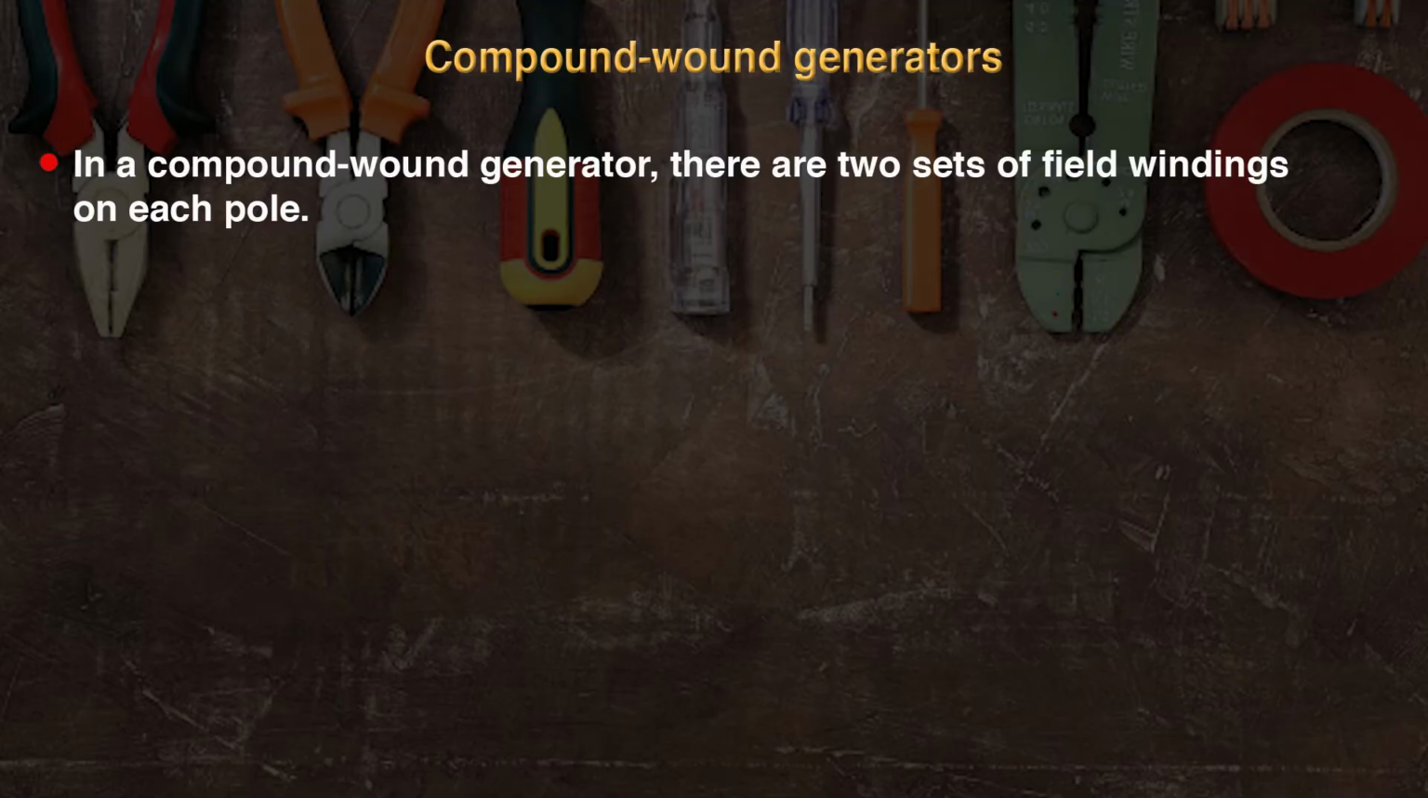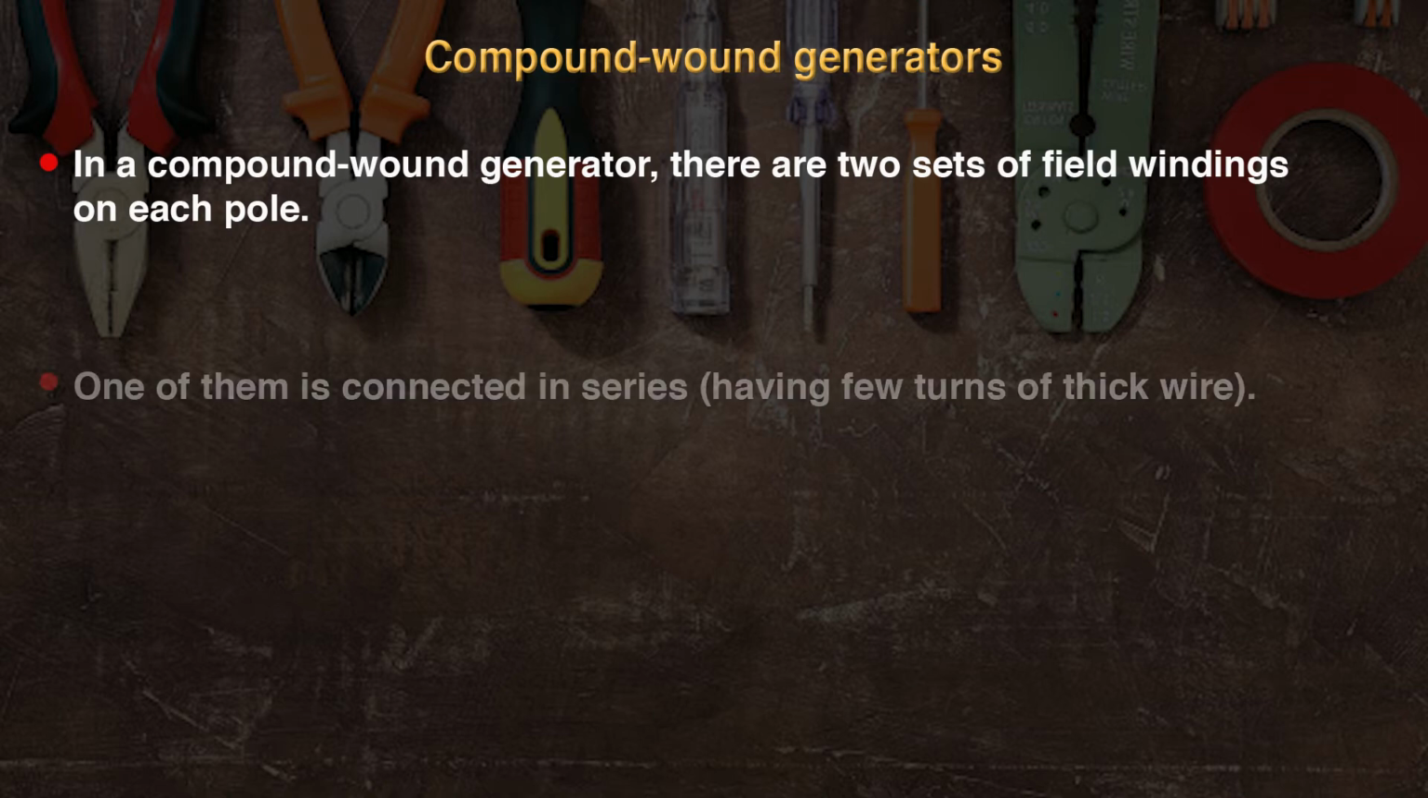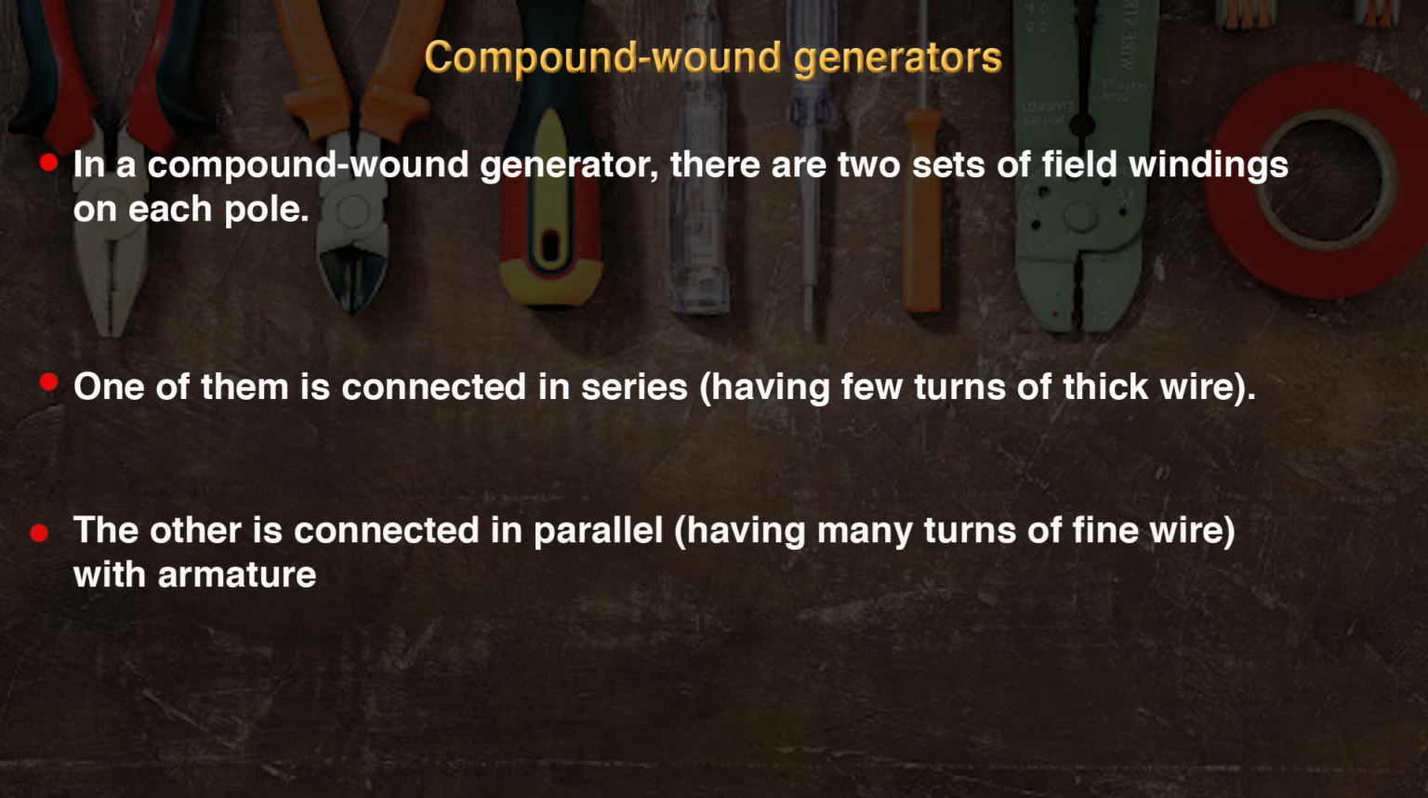Now we are going to discuss the compound wound generator. In a compound wound generator, there are two sets of field winding on each pole. One of them is connected in series, which has few turns of thick wire, and the other is connected in parallel with the armature, which has many turns of fine wire. A compound wound generator may be classified as long shunt compound wound generator and short shunt compound wound generator.